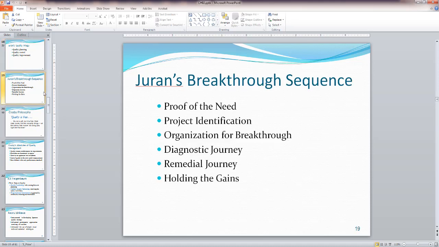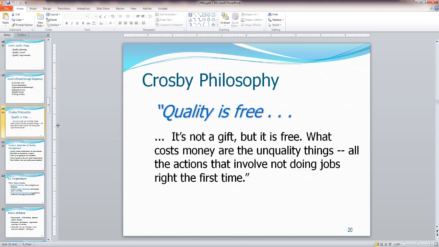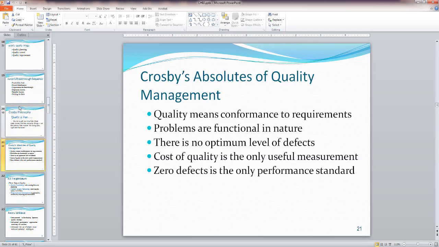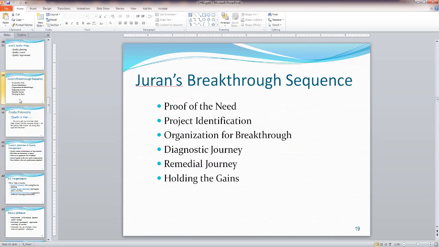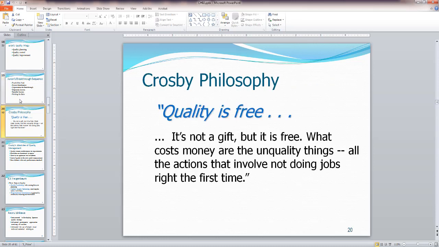Actually, we need to go back one thing. I want to make sure. Yep. Okay. I couldn't remember if this was in the presentation or not. But let's go into Crosby.